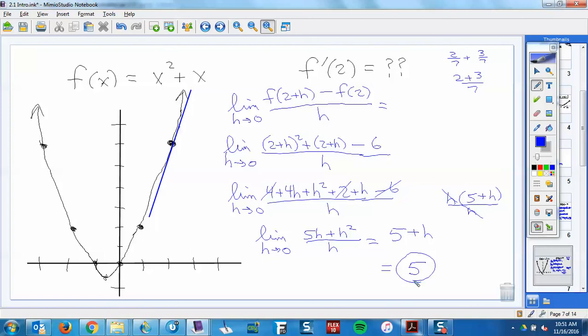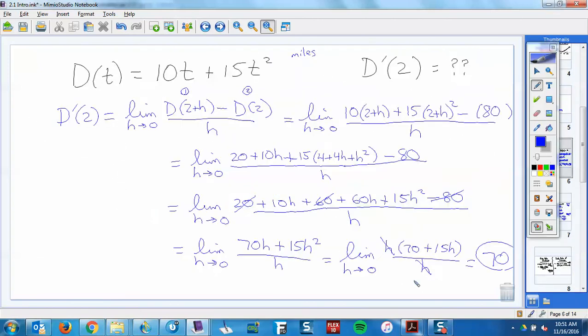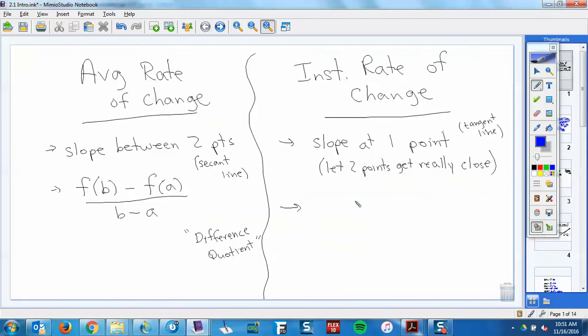Why? Because that's the slope formula, right? 2 points. But the 2 points are becoming 1. And that looks reasonable. It looks like that would be the slope at 2. So we go back to our very first page, and notice I had this other arrow here. And so slope at 1 point is the limit as h approaches 0. You just need to memorize this. This is possibly the most important little equation we have all year long.